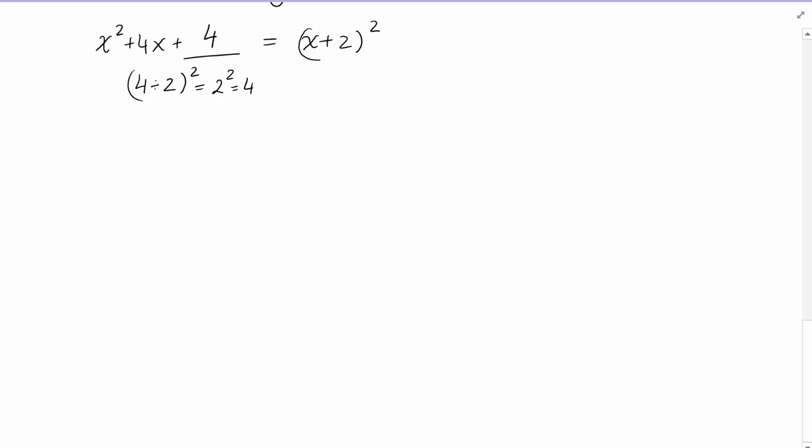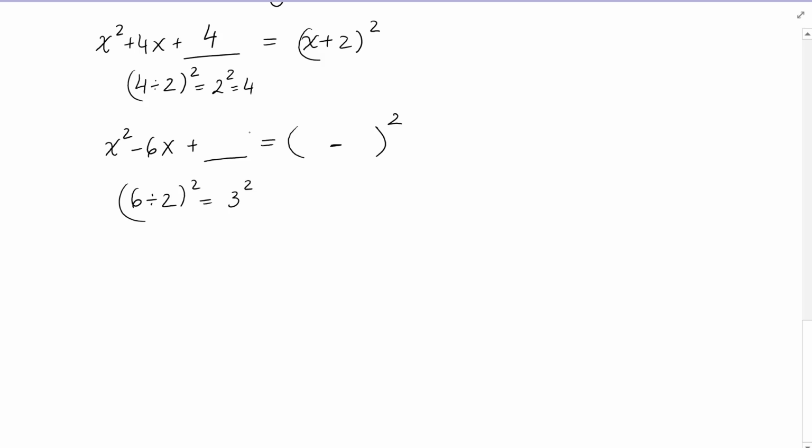Let's do a couple more. x squared minus 6x plus what equals? Well, I have this negative. So what's going to change? I'm going to have a negative in between the terms in the answer. So take the middle one, divide it by 2 and square.